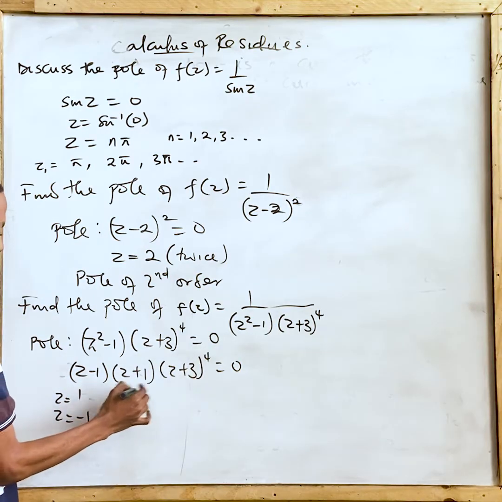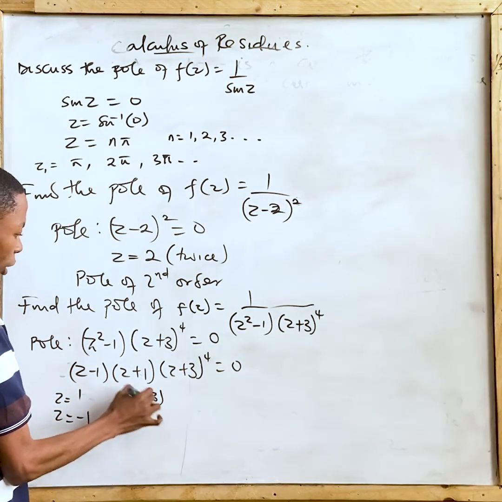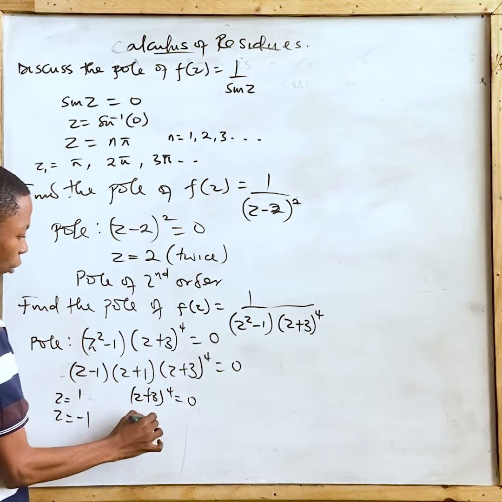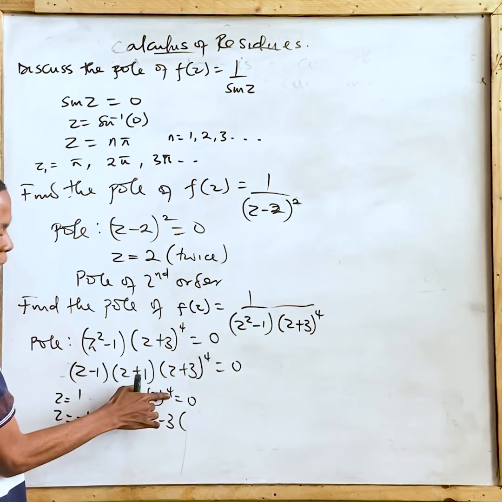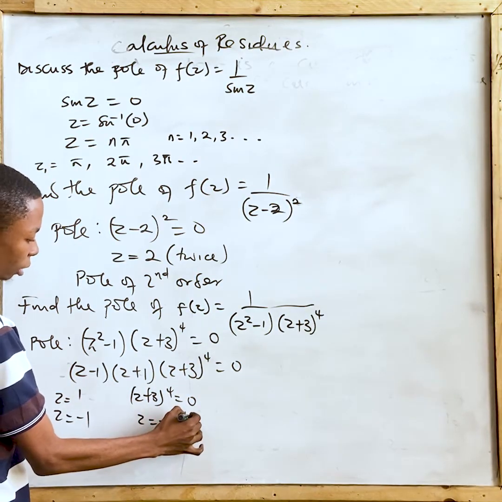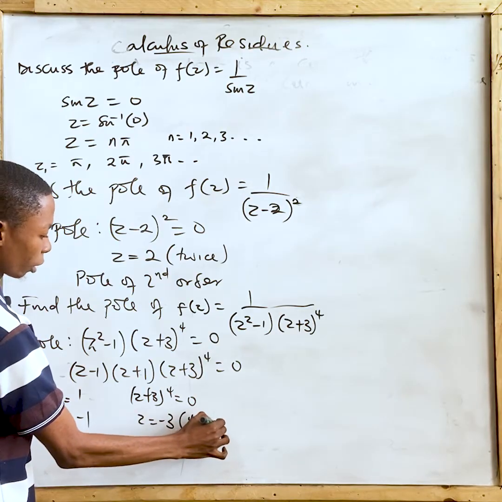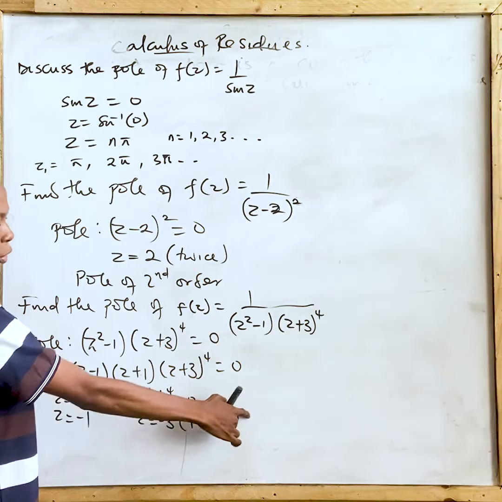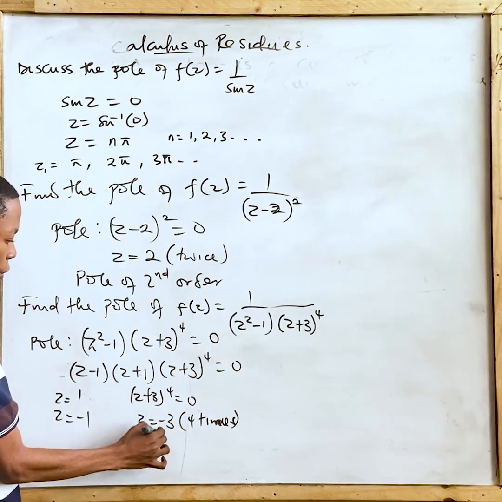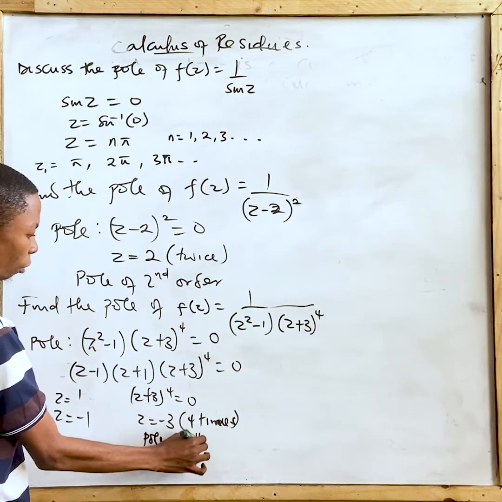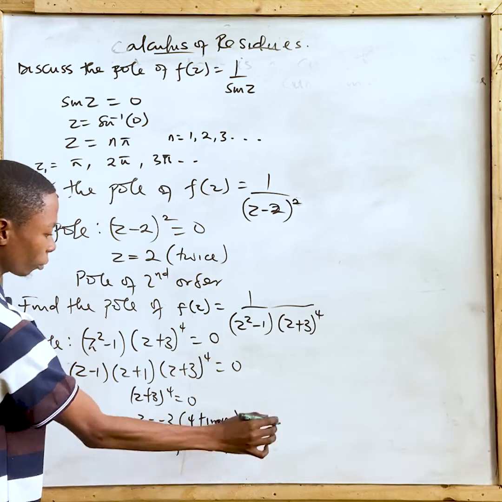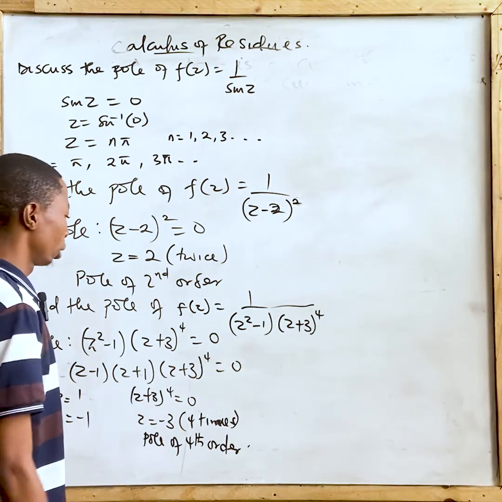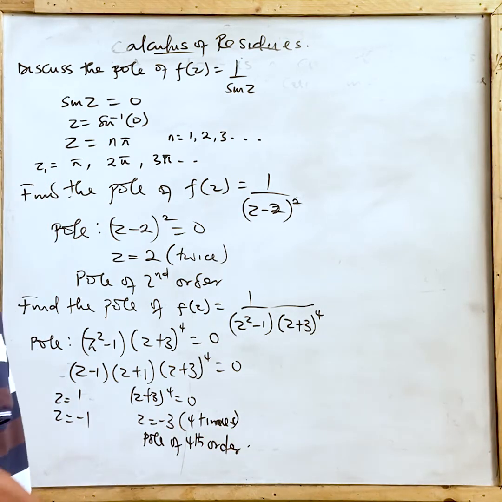And the other one here: if (z plus 3) raised to power 4 equals 0, it means that z will be minus 3, in how many places? 4 times. So this will be a pole of what? A pole of fourth order.